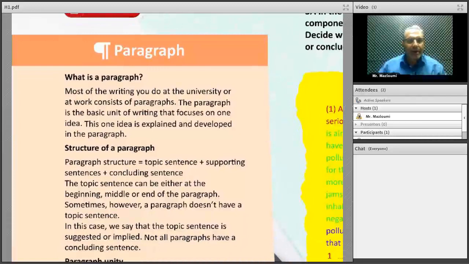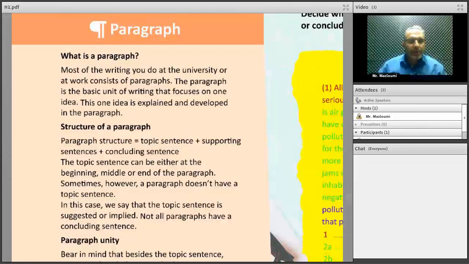What's a paragraph? Most of the writing you do at the university or at work consists of paragraphs. The paragraph is the basic unit of writing that focuses on one idea. This one idea is explained and developed in the paragraph. Okay, so a paragraph is a short piece of writing which tries to develop an idea.